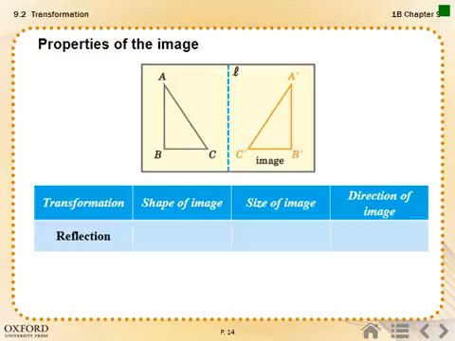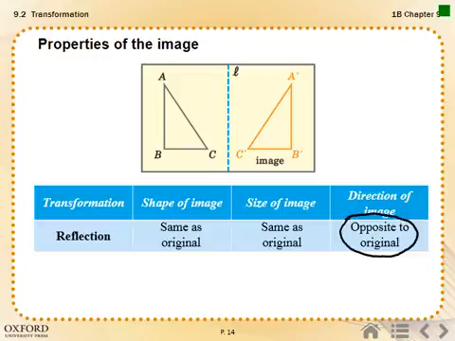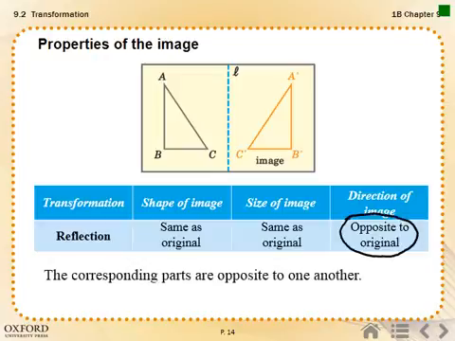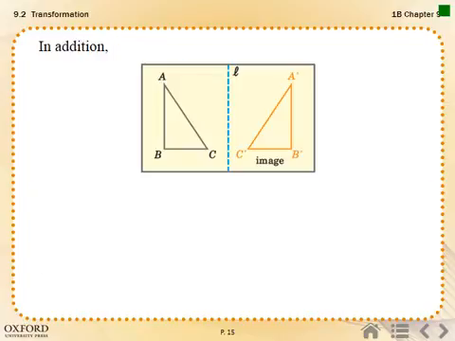And the image obtained from reflection has the same shape and same size, but the position is different and the corresponding parts are opposite to one another.